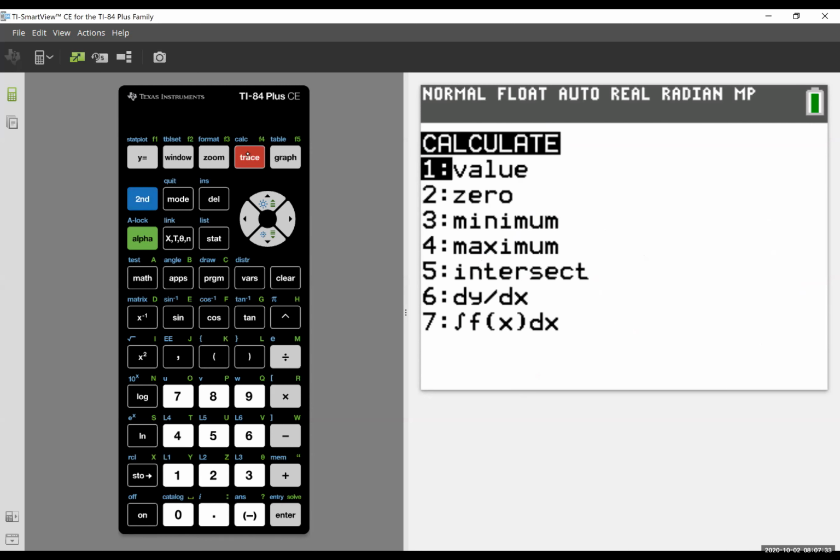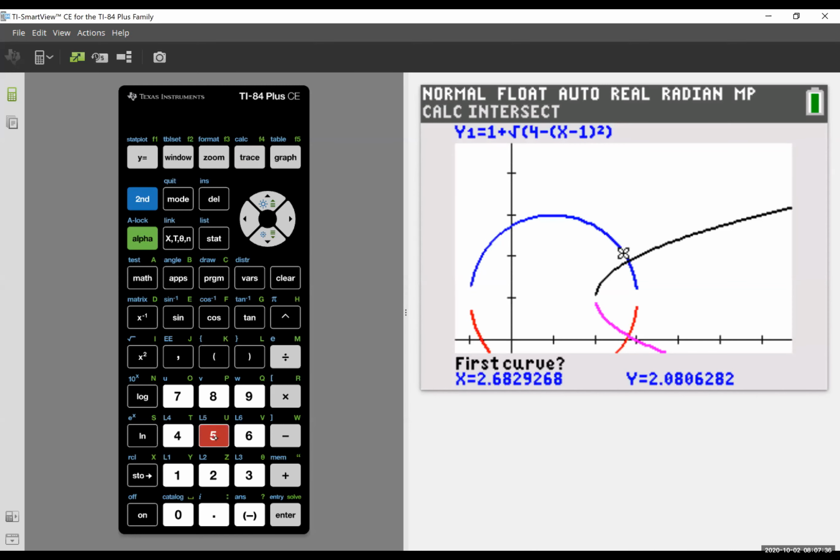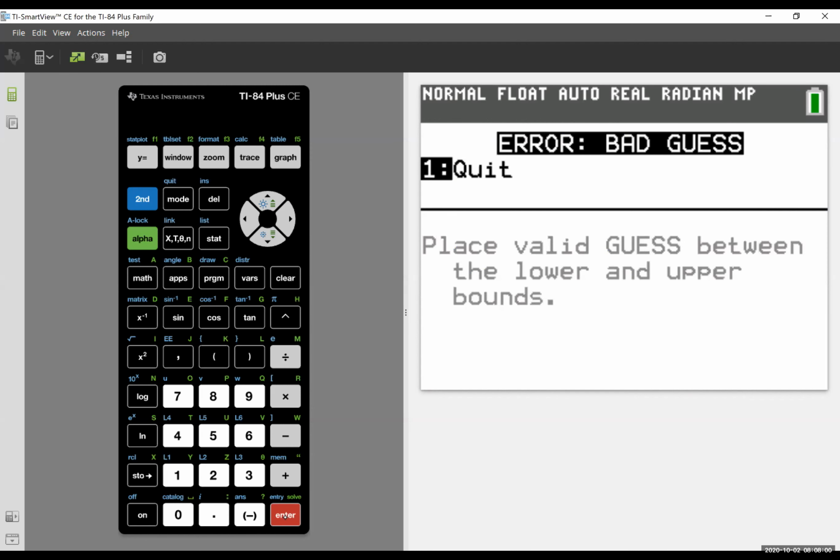Second trace. I'm going to calculate the intersection. We are on the first curve, we're pretty happy. But notice we kind of go through the same thing. Let's press up one more time. Back on the second curve, press up. We're now on y4. Press up, we're now on y3. So I'm feeling pretty confident that this will work. Let's cross our fingers, make it guess. And I have a bad guess. Press a valid guess between the upper and lower bounds. Okay, we'll try this one more time.